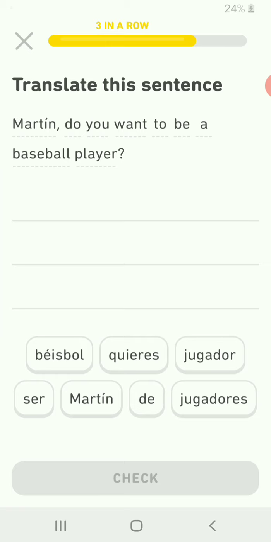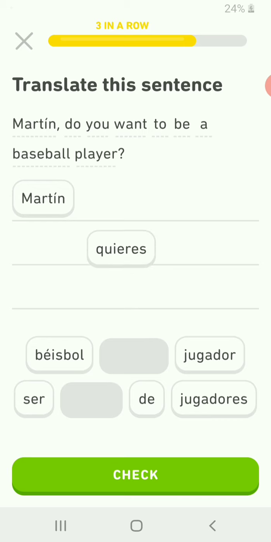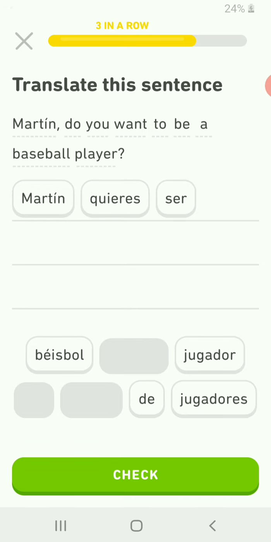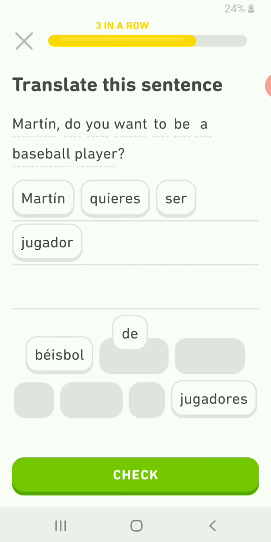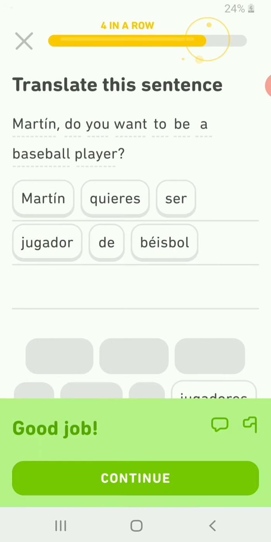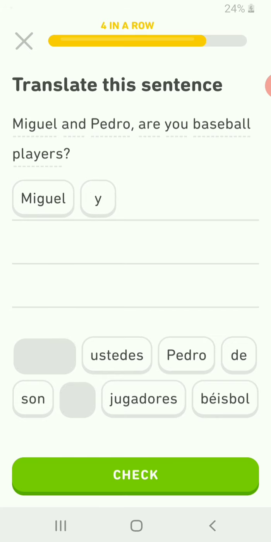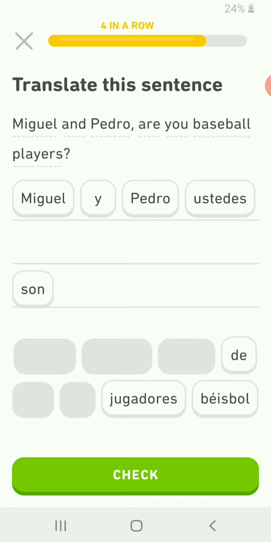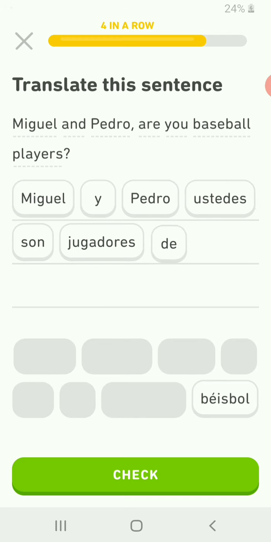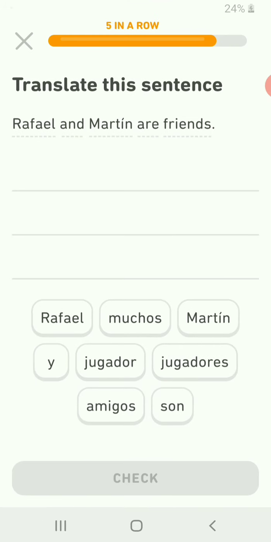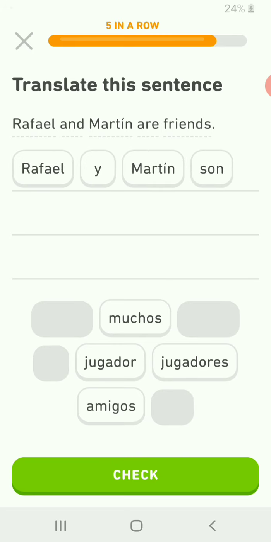Translate this sentence. Martin, do you want to be a baseball player? Martin, ¿quieres ser jugador de béisbol? Yes. And Miguel and Pedro are you baseball players. So Miguel y Pedro. Ustedes son jugadores de béisbol. And Rafael and Martin are friends. So Rafael y Martin son amigos.